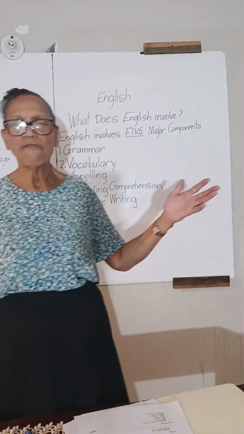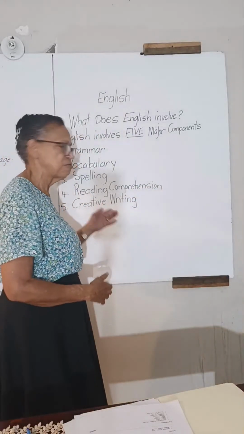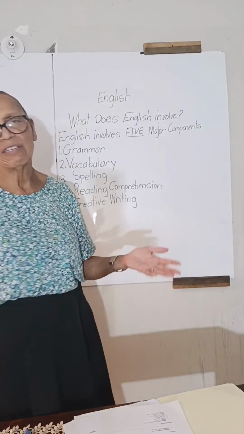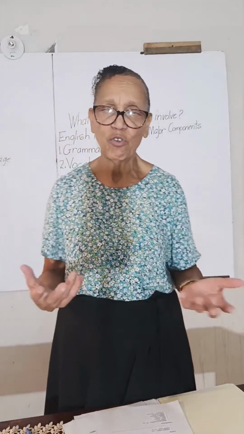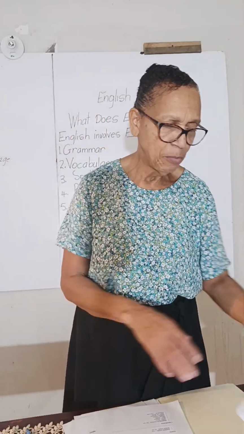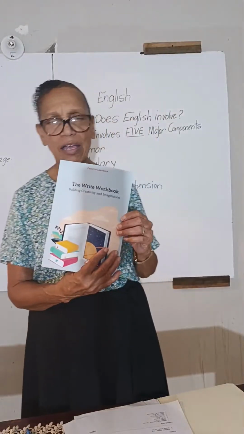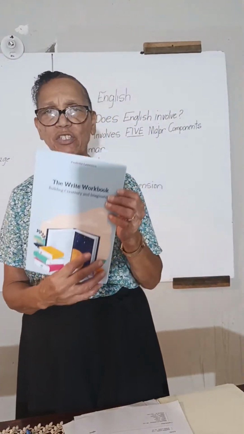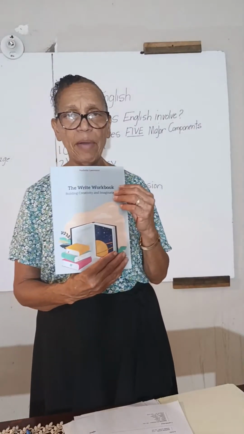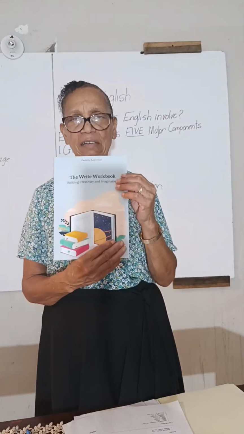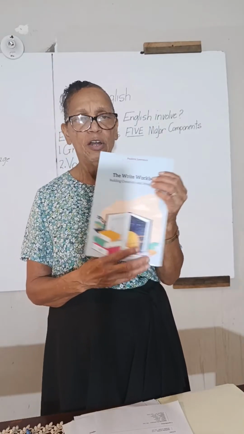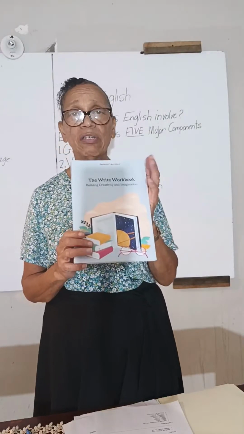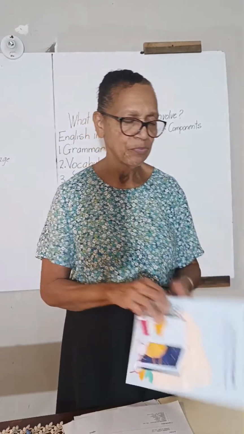And then I come to my favorite part, creative writing. I enjoy writing stories and I enjoy telling stories. And this is one of the books that I have written on the market. It says Right Workbook, Building Creativity and Imagination. If you want to become a better writer, this is a book for you. From at least 8 years old, you can have a book like this.